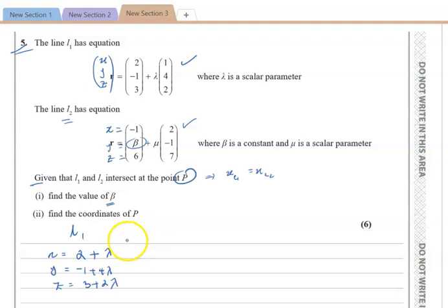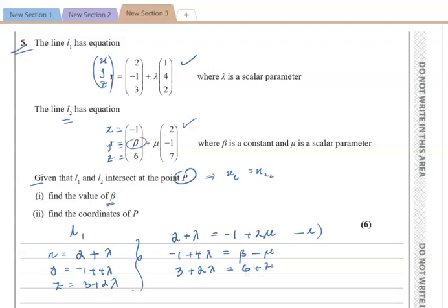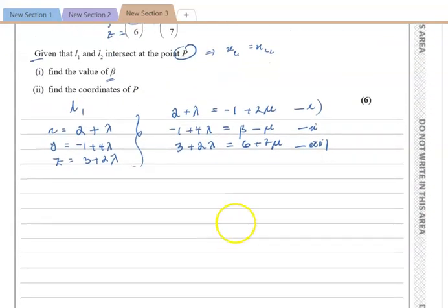So if they intersect, it means that L1 equals L2. This is just for explanation. That means that 2 plus lambda is equal to minus 1 plus 2 mu. That's the first one. And then you have for the y values, minus 1 plus 4 lambda is equal to beta minus mu. And then you have the last one, 3 plus 2 lambda is equal to 6 plus 7 mu. This is equation 2, and this is equation what? Equation 3. Now, what I'm going to do, I'm going to focus on equation 1.